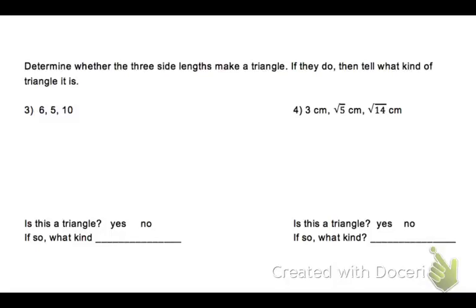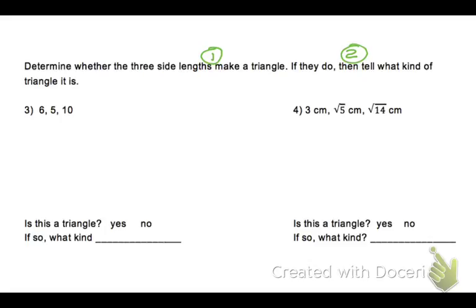Okay, so again, this is period 7 quiz, and these are problems 3 and 4. You're asked to determine whether the 3 side lengths make a triangle. If they do, then tell what kind of triangle it is. Notice this is 2 questions. Here's the first question, here's the second question, okay? So you need to give 2 answers.